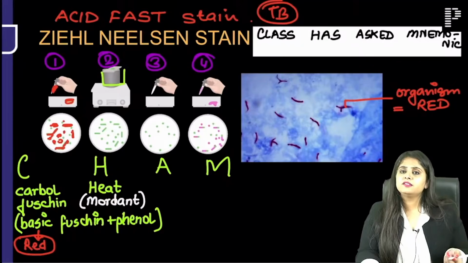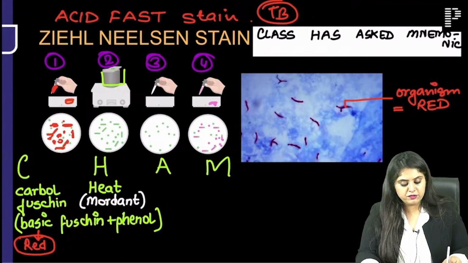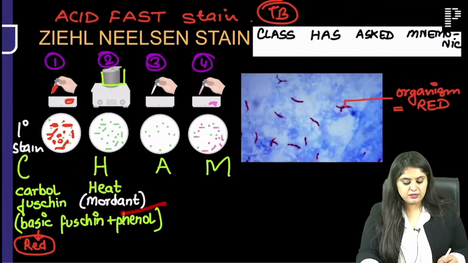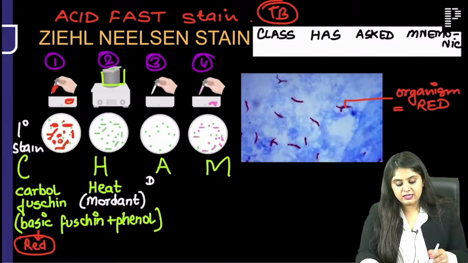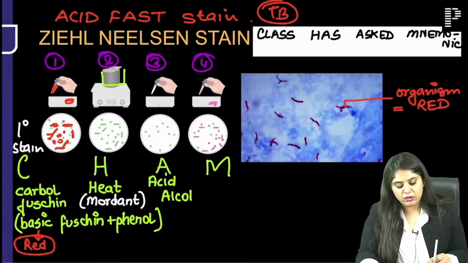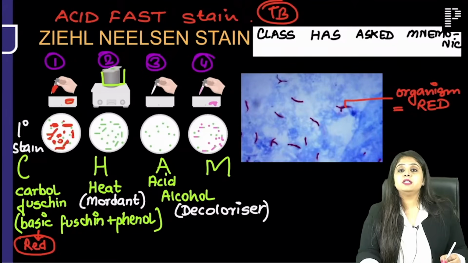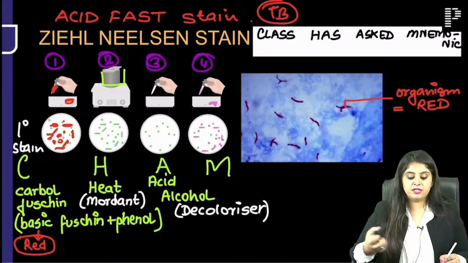After this, the next step has to be, see, the same way. What did you do first? First you added a color. First you added a primary stain, the red color, carbol fuchsin. Next you added a mordant, that was heat. Then after that, you are going to add a decolorizer. That decolorizer is going to be a mixture of acid alcohol. What is acid alcohol? Acid alcohol happens to be a decolorizer. It will take away the color.